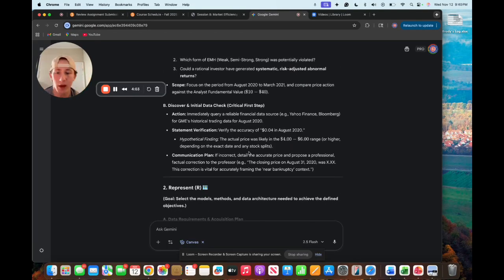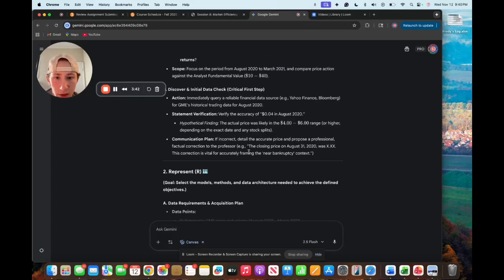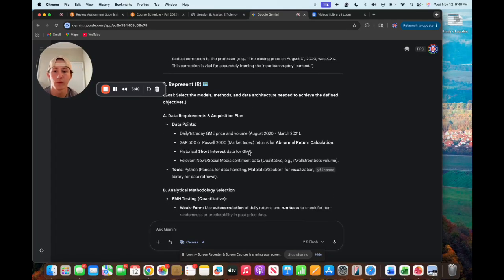Then Discover, an initial data check. Immediately create a reliable financial data source for GME's historical trading data from August 2020. And then we're supposed to verify the accuracy of the 4 cents in August 2020, but the actual price was likely in the $4 to $6 range. So it was incorrect, 4 cents.